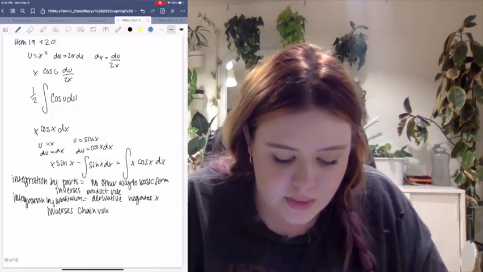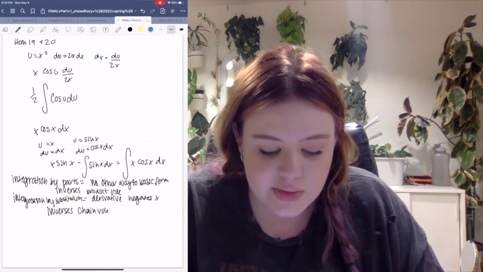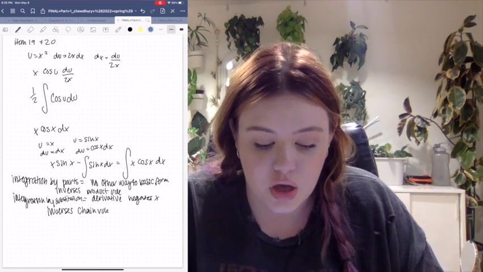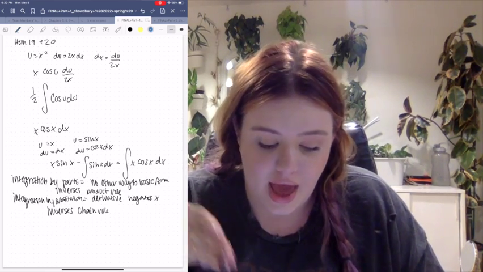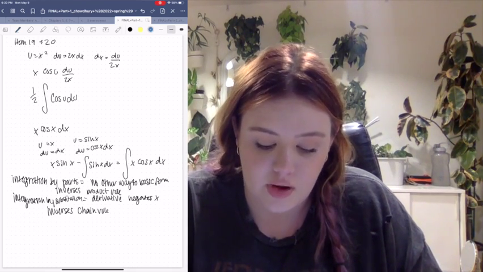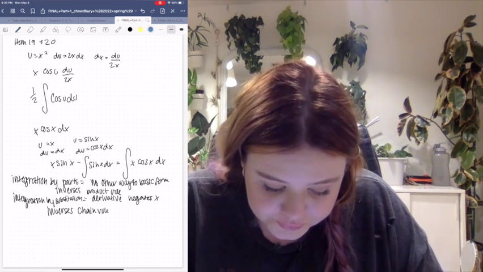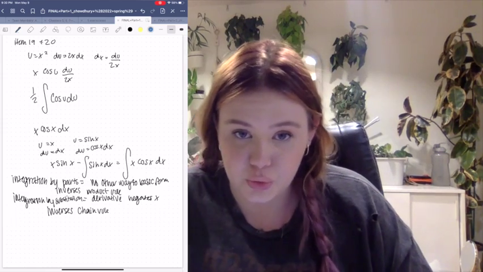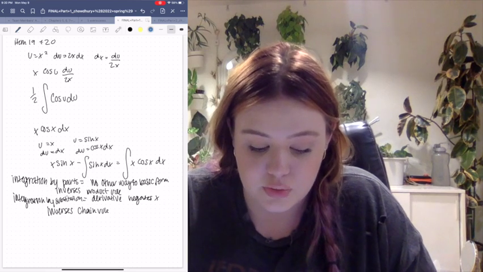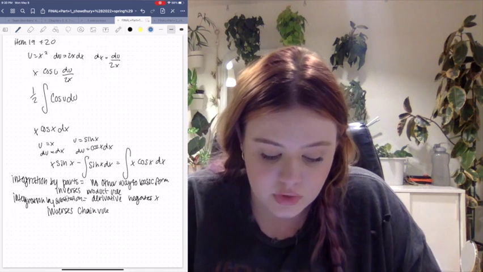For integration by substitution, we substituted out one of our variables to be u. So we made u represent x squared, and du represent 2x dx, and dx represent du over 2x. So we take x cosine u equals du over 2x, because we're filling in where the x was.